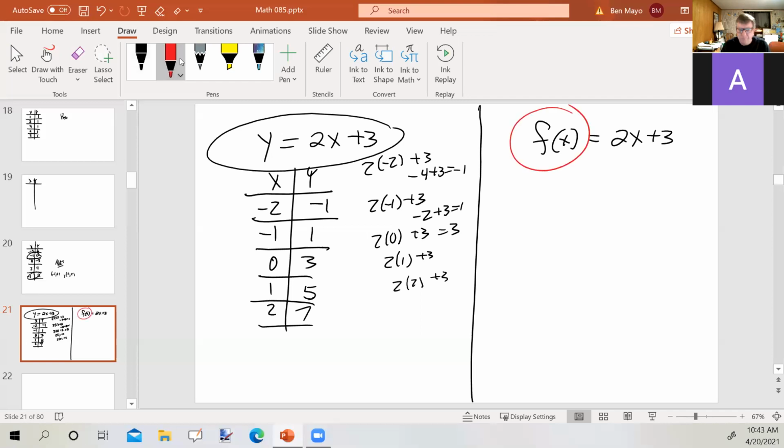This symbol, it's sort of an italicized F and then a set of parentheses with an X inside of it. The way we would say that is we would say F is a function of X. That symbol is just a replacement for Y, but it's used to declare that this equation is also a function. Now, there's a problem with this symbol, that it gets misinterpreted.